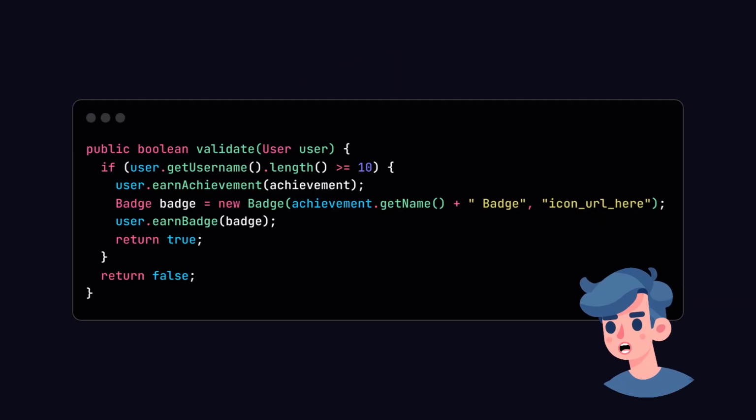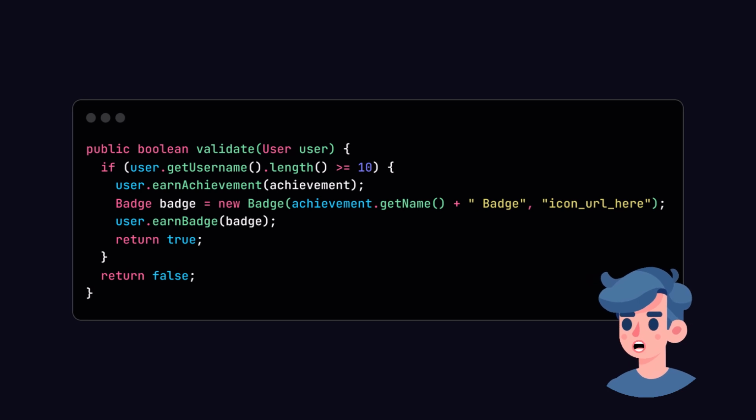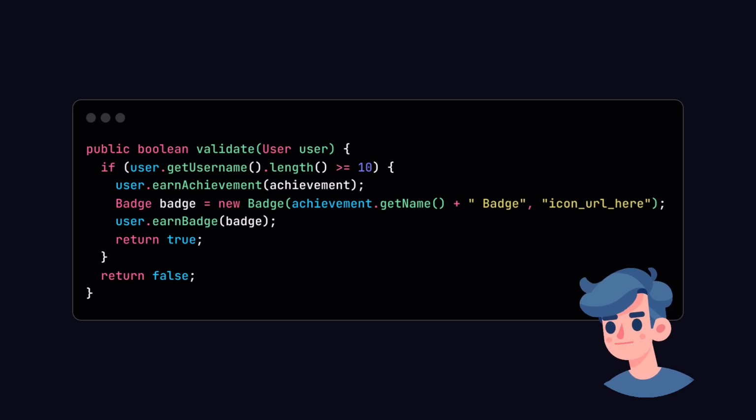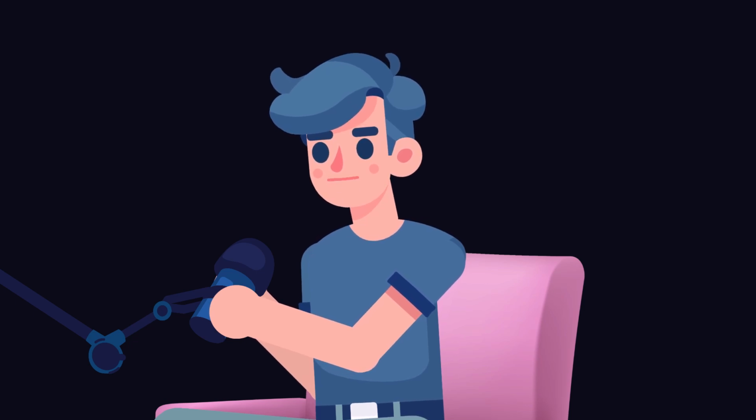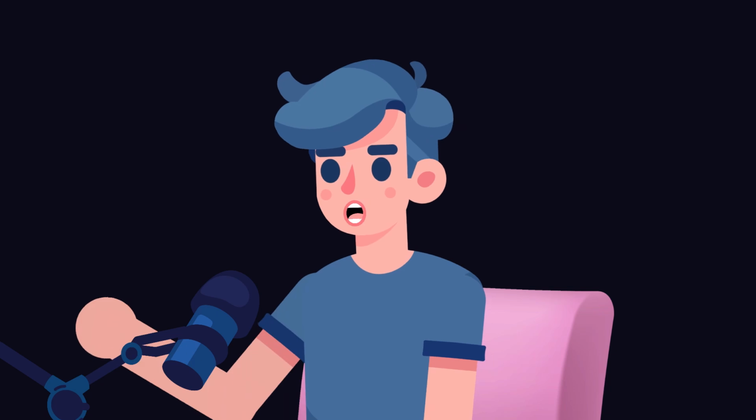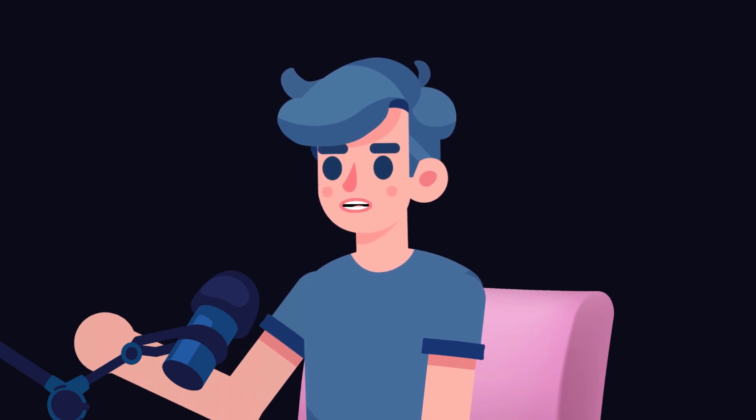To enhance the user experience further, let's implement badges corresponding to achievements. A badge will be awarded when the achievement is earned. We can do this inside the validate method of our challenge class. In this code, we are creating a badge when the achievement is earned. Notice that the badge name is derived from the achievement name. Now users will receive both achievements and badges.